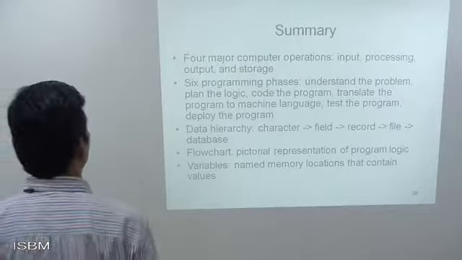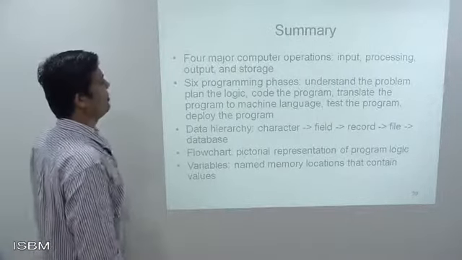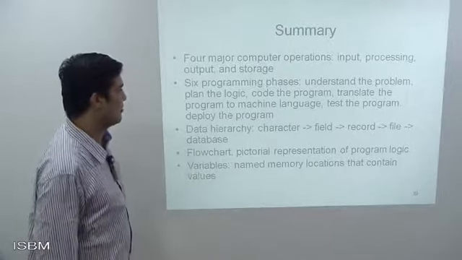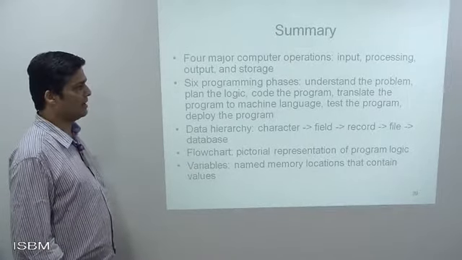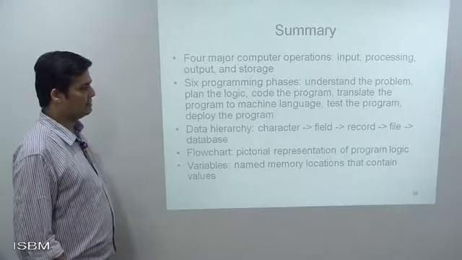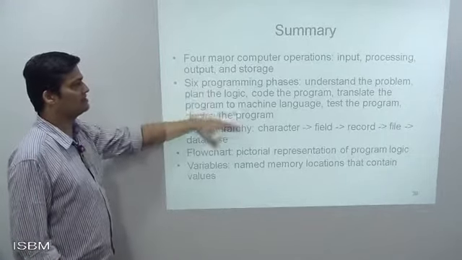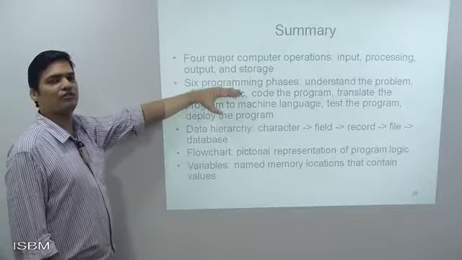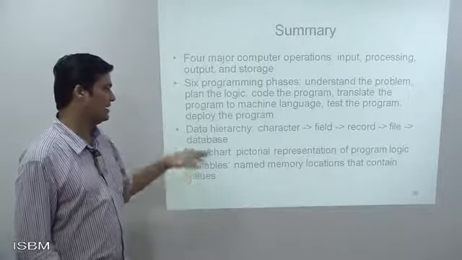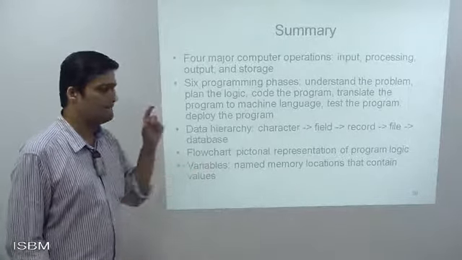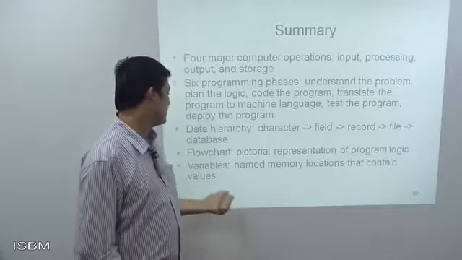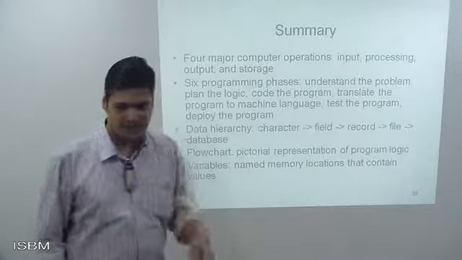The four major computer operations are input, processing, output and storage, which we have seen. The six programming phases are: understand the problem, plan the logic, code the program, translate the program to machine language, test the program, and deploy the program. This is called the software development life cycle. Then the data hierarchy: character, field, record, file and database. A flowchart is a pictorial representation of the programming logic. Variables have a name and a memory location that contains values. We have seen all of this.